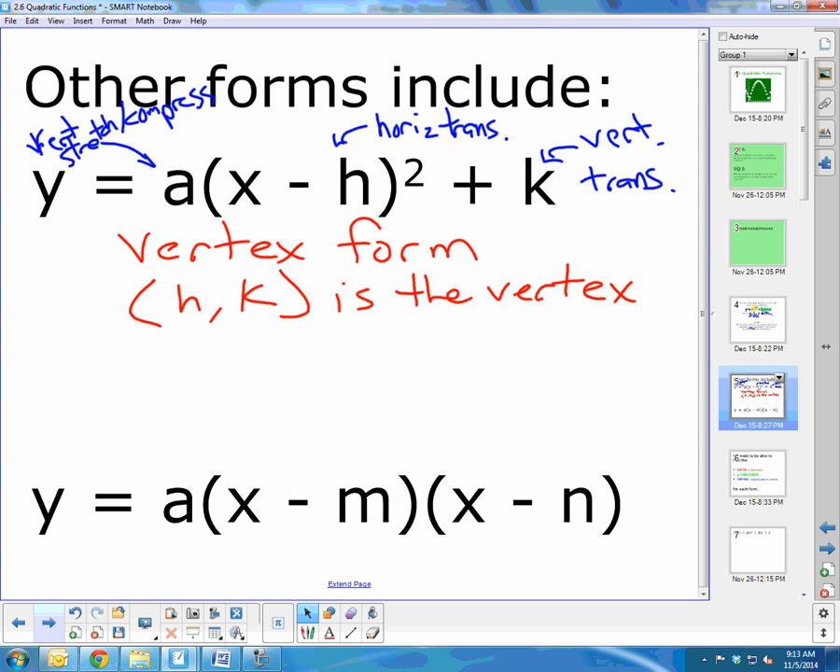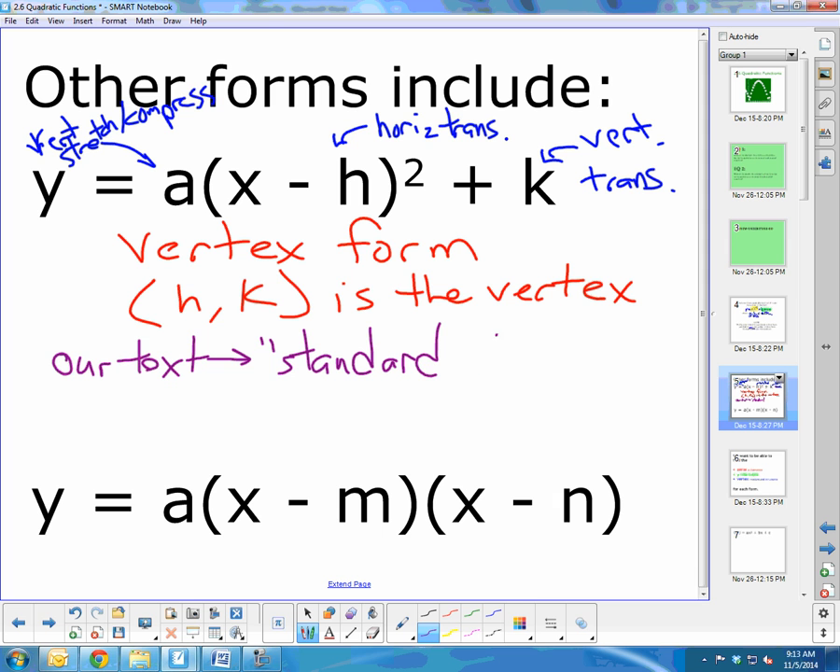I do need to give you fair warning that in the textbook we are using, our text refers to this as standard form. It is unusual. I'll do my best to keep reminding you, but if you're doing your homework, working out of the text, reading the text, it is called standard form.